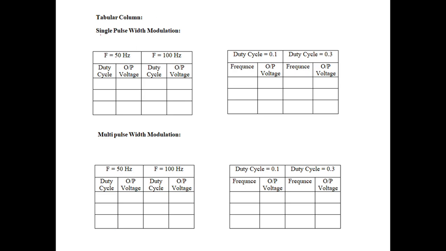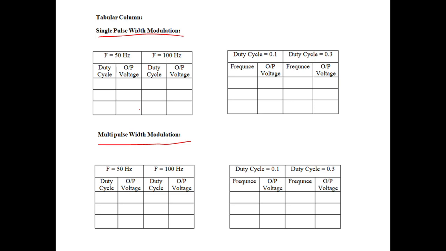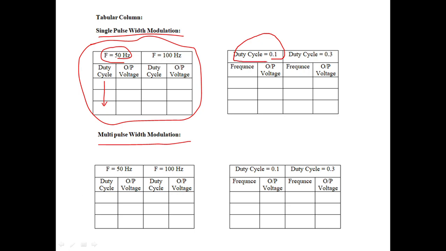As I told you, there are so many kinds of pulse width modulation. The first one is single pulse width modulation. The second one is multi pulse width modulation. The third one is trapezoidal modulation, and the fourth one is staircase modulation. Everything, if you see, the tabular column remains the same. So what is there here? Here the frequency is constant, but we are changing the duty cycle. Whereas here the duty cycle is fixed and the frequency is changing.